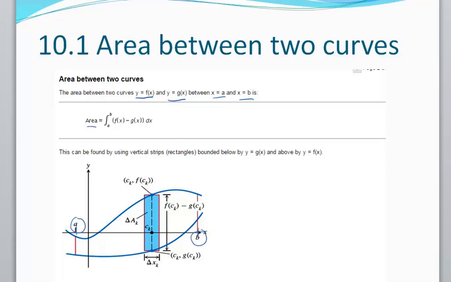We have a formula for this where we integrate our functions here. So we're going to do our f of x minus our g of x between our points here, a and b.